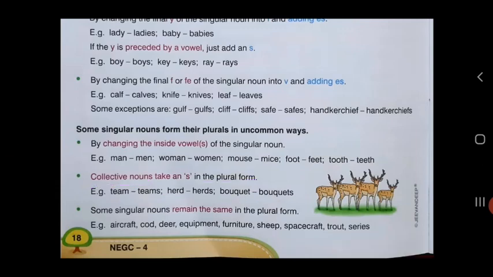And there are some singular nouns which remain the same in the plural form. So the words are the same in singular and plural. These nouns are aircraft, cot, deer, equipment, furniture, sheep, spacecraft, trout, and series. So all these words will have the same singular and plural form.